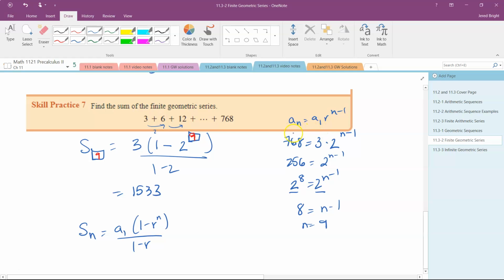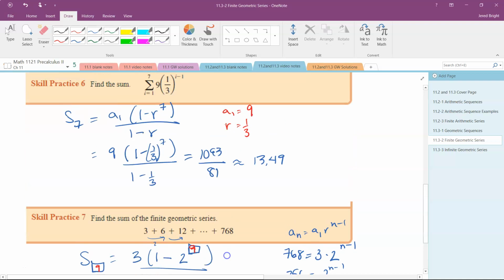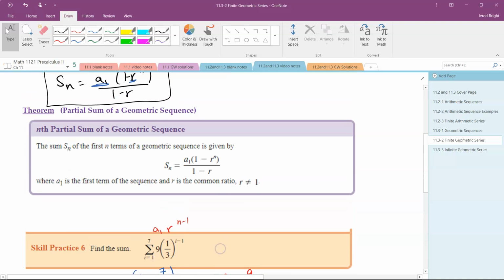And so I did that. I said 768 is equal to 3 times 2 to the n minus 1, and solved the resulting exponential equation for n. Found that n was 9, substituted that back in to find S sub 9, and I'd be done. So for a finite geometric series, we can use this formula. Just make sure that you have all the pieces before you move on.